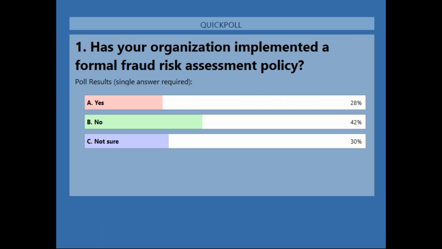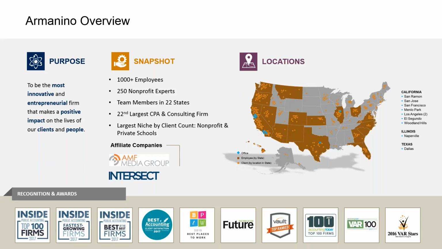Here are the results. So 42% of people say no. What do our speakers think of that? Well, it's definitely not best practice, but at least you know. What I'm really concerned about is the C, the people who don't know and are maybe not sure. If you're on the line and you're not sure, that's something you want to look at.